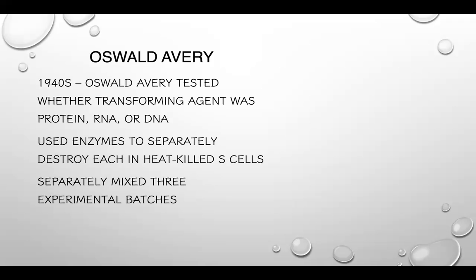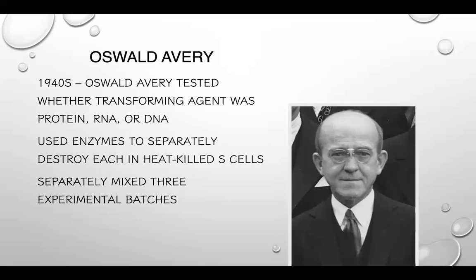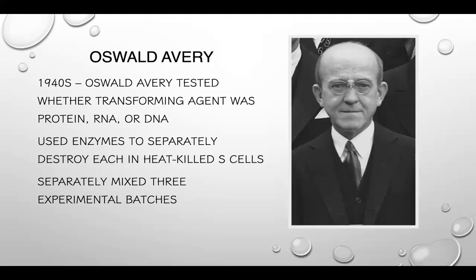So now we have the next experiment, which is done by Oswald Avery. There you go, another old white guy. This is in the 1940s, so it was more than 10 years later. He tested whether the transforming agent was protein, RNA, or DNA. He used enzymes to separately destroy each of those three things. So we had an enzyme that destroyed protein, an enzyme that destroyed RNA, and an enzyme that destroyed DNA. And then he mixed them with the heat-killed S cells, and he separately mixed 3 experimental batches.